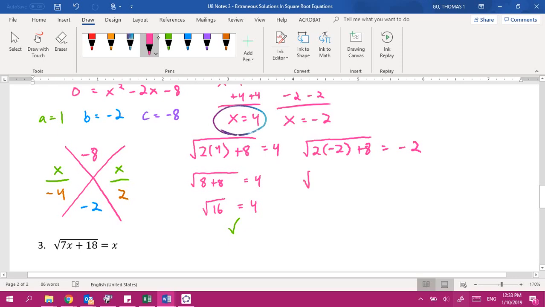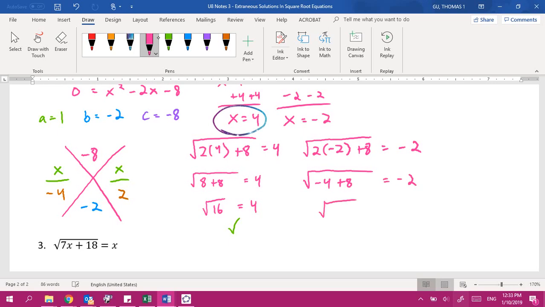Because let's work it out. What's 2 times negative 2? Okay, so you got negative 4 plus 8 equals negative 2. What's negative 4 plus 8? 12? 12?